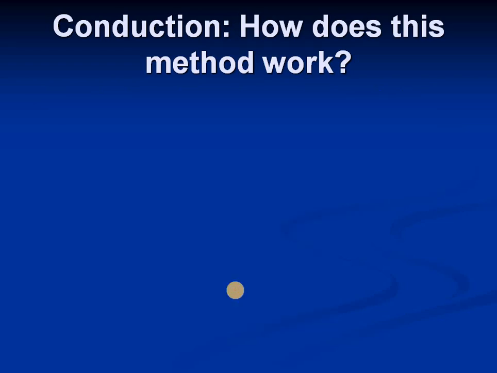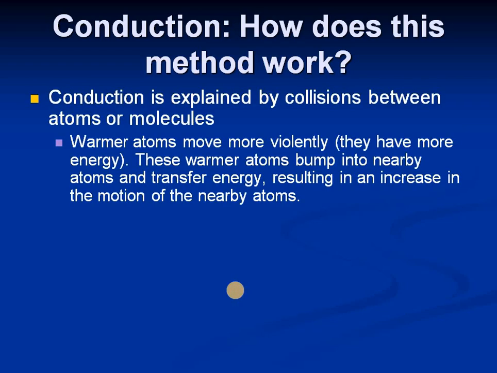Now let's see further. Conduction is explained by collisions between atoms or molecules. The molecules, which we are not able to see, collide when there is a change in thermal equilibrium. They collide with each other. The warmer atoms move more violently, they have more energy. The object which is warm has more kinetic energy.